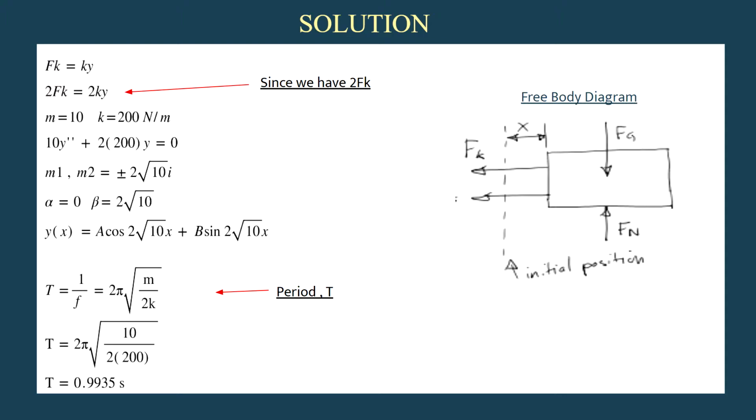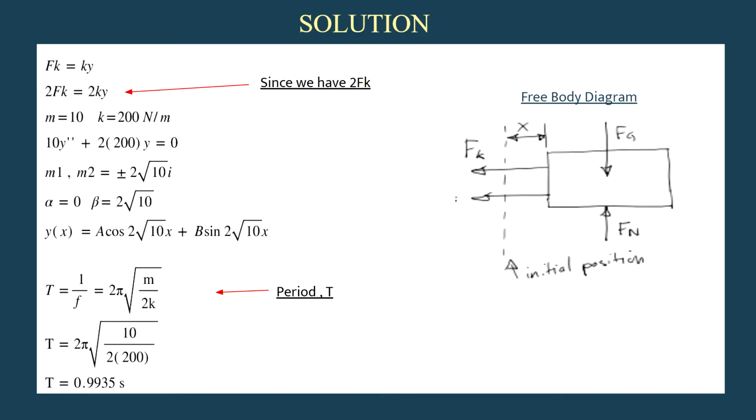By using the auxiliary equation, we have 10y double prime plus 2 multiplied by 200, from the spring constant k, times y equal to 0. Now we can find the roots, m1 and m2, which are equal to plus minus 2 root 5 i, where alpha equals 0 and beta equals 2 root 5. So we know the roots are complex numbers, and the general solution that we get is y equal to a cos 2 root 5 x plus b sin 2 root 5 x.